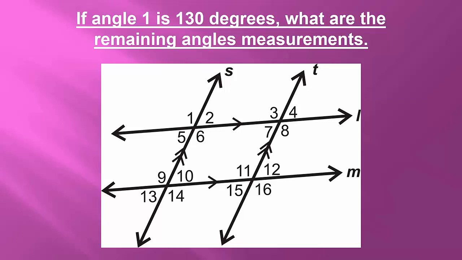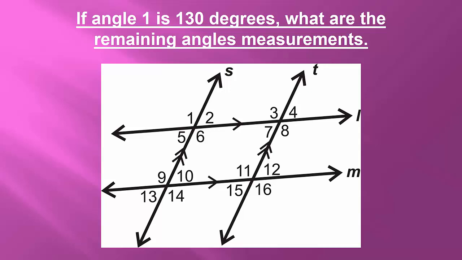We could also look at angles 8 and 12. Angles 8 and 12 are same side interior angles. They fall within the parallel lines L and M, and they are on the same side of the transversal T. Now remember that same side interior angles are supplementary, so the measures of angle 8 and angle 12 would add up to 180 degrees.